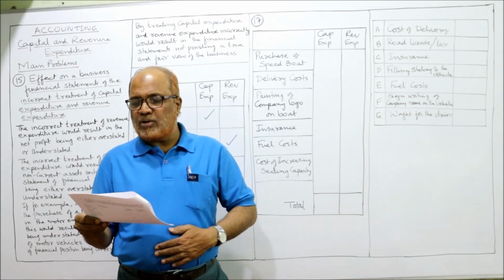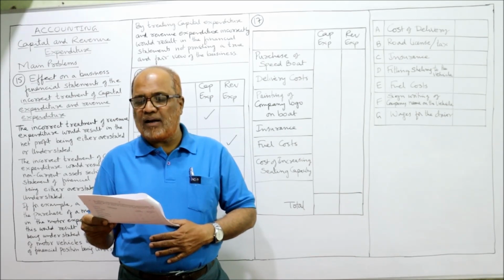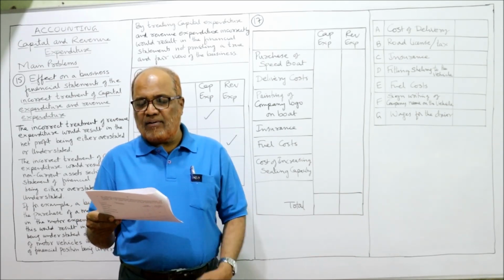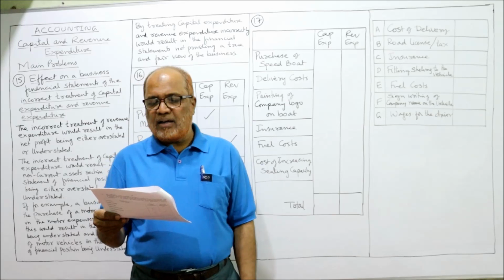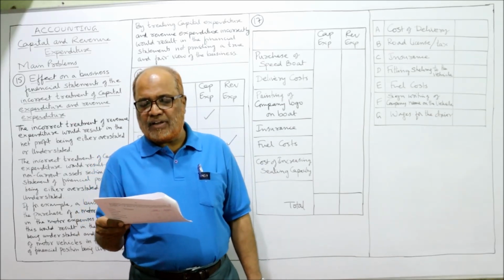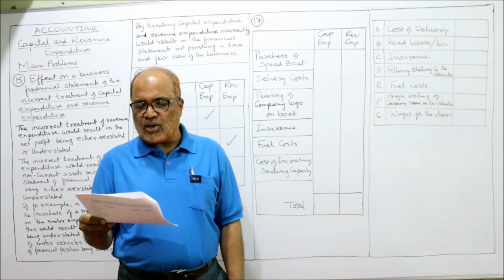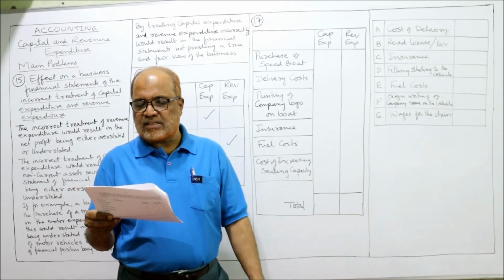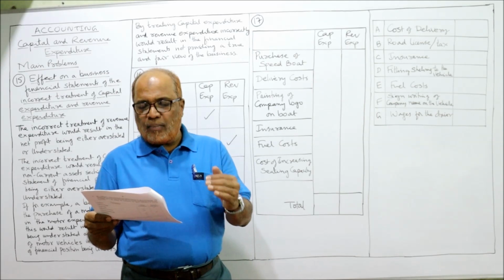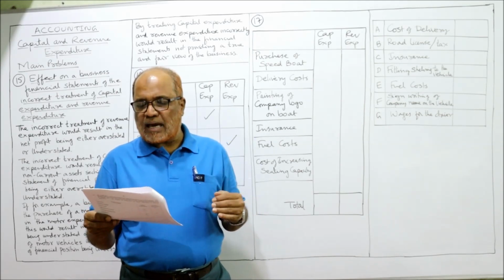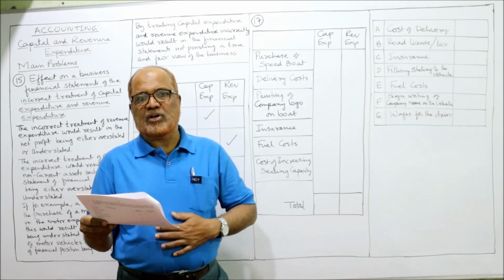Purchase of speed boat $1 lakh, $100,000. Delivery cost $10,000. Painting of company logo on boat $1,500. Insurance $5,000. Fuel cost $12,000. Cost of increasing seating capacity $15,000. In the below mentioned table, calculate capital expenditure and revenue expenditure.